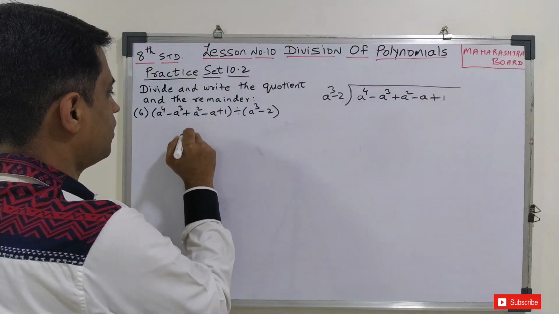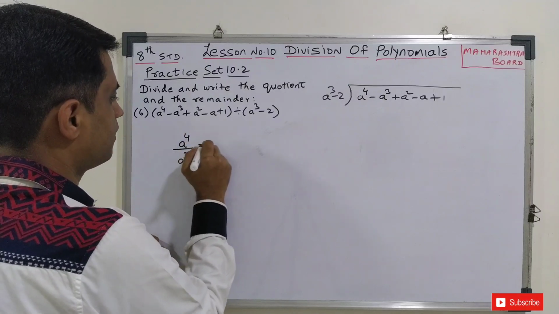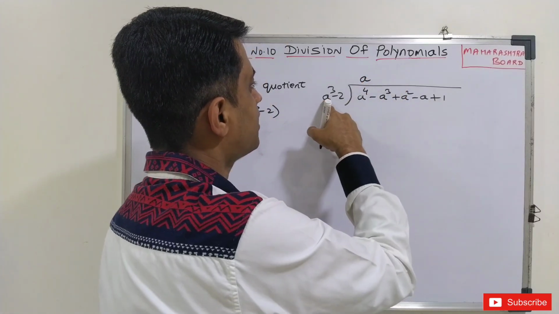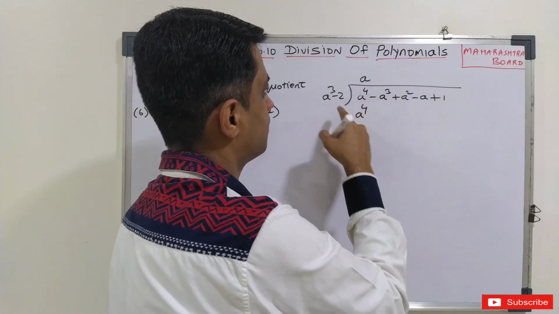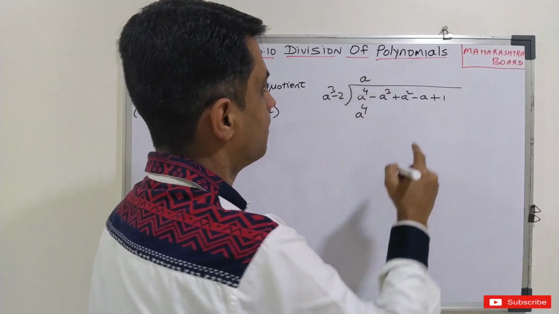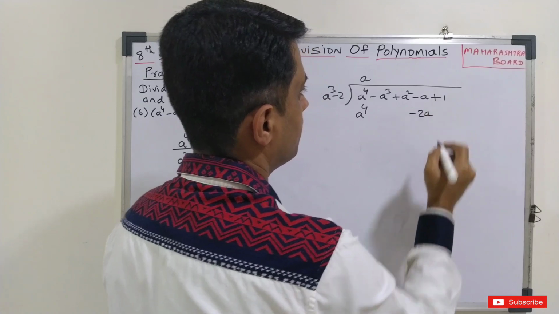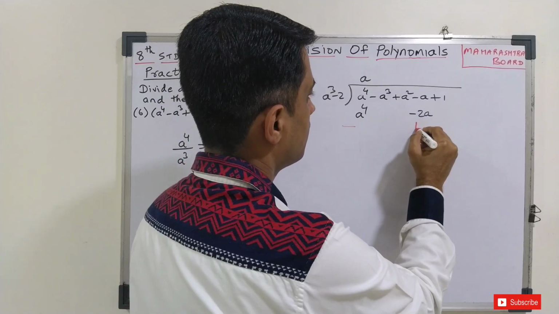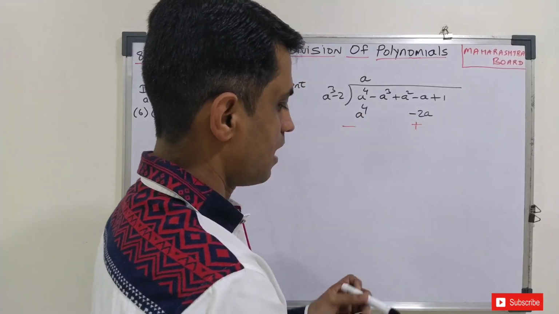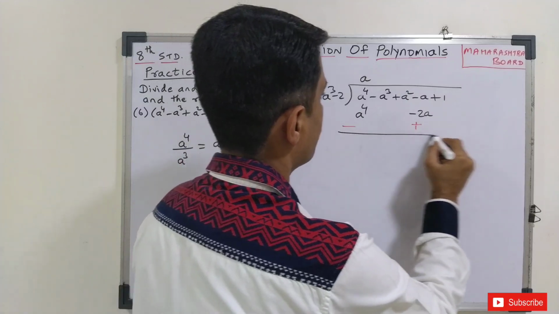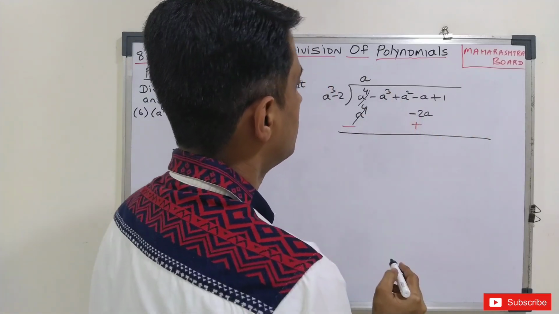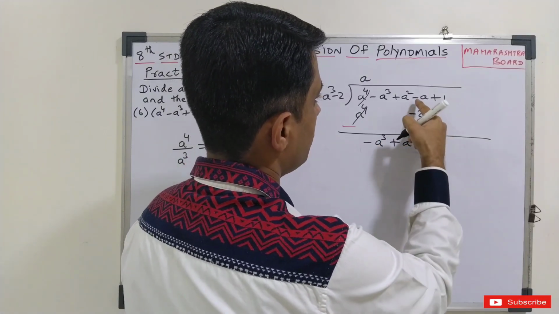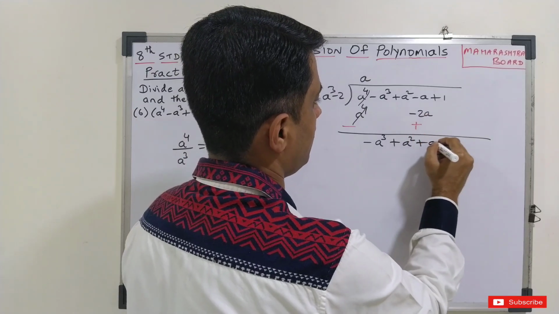Let us divide a raised to 4 upon a cube. This will give you a, so we will write here a. Now a cube into a is a raised to 4. Minus 2 into a is what? Minus 2a. We will write here. Change the sign: minus, plus. After this a raised to 4 will get cancelled. So you will be left with what? Minus a cube plus a square. Minus a plus 2a will be plus a, plus 1.